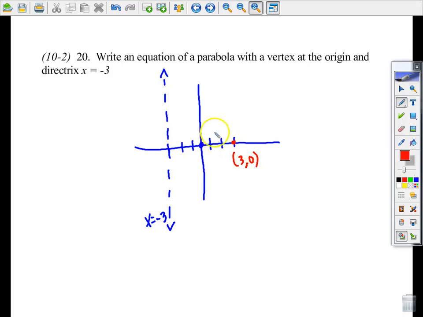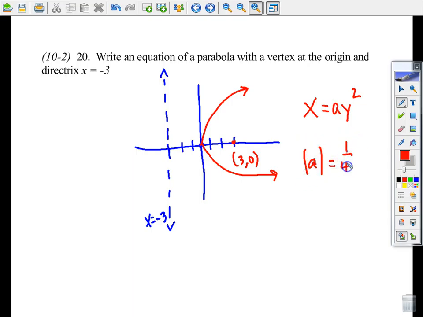The vertex is right in between this point called the focus and this line called the directrix. So I can also conclude that the parabola opens to the right because the focus is inside the mouth of the parabola. I know that the equation for the parabola that opens to the right is x equals a positive y squared. If I could just figure out what this a number is, I would be finished. Fortunately, we've got a formula that will help us with that, the formula you use a lot with parabolas. The absolute value of a is equal to 1/4c.